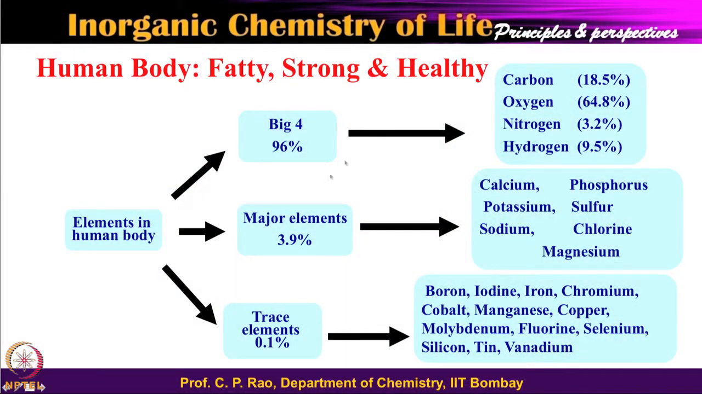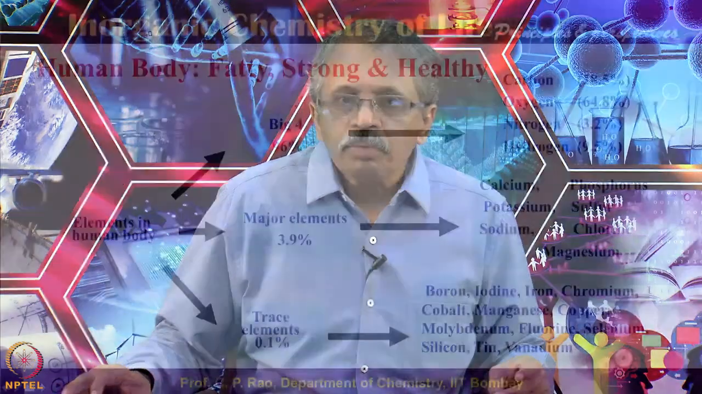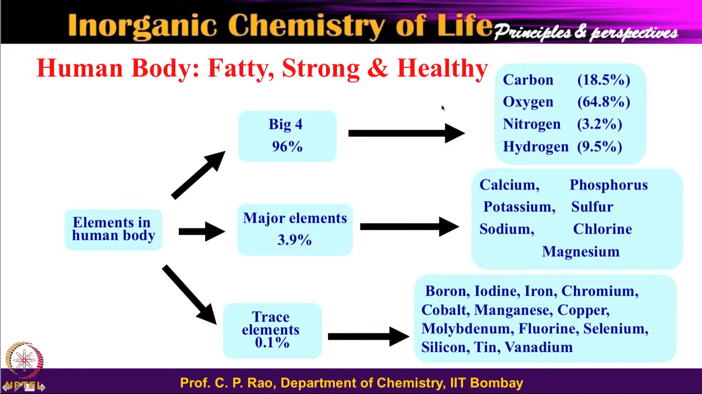Okay, so beginning, the first thing that I talked to you about is looking at the composition of the human body. If you look at the human body composition, there are elements which are called the bulk elements. The bulk elements are carbon, oxygen, nitrogen, hydrogen.